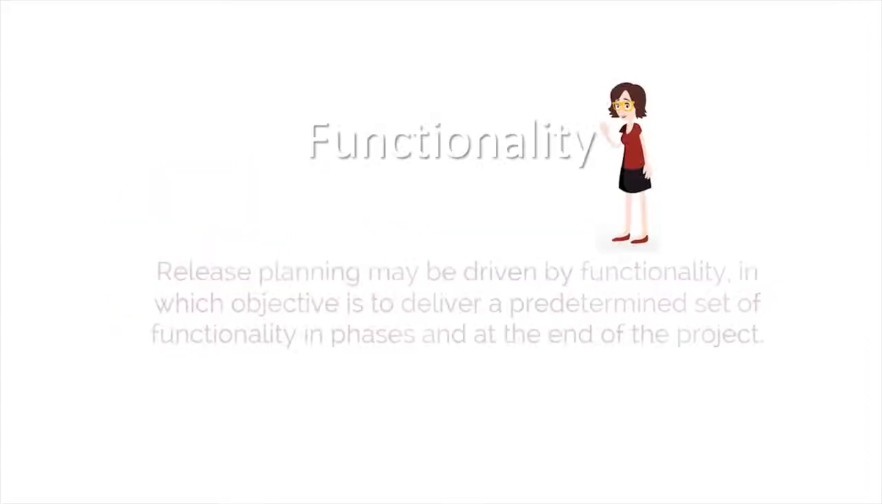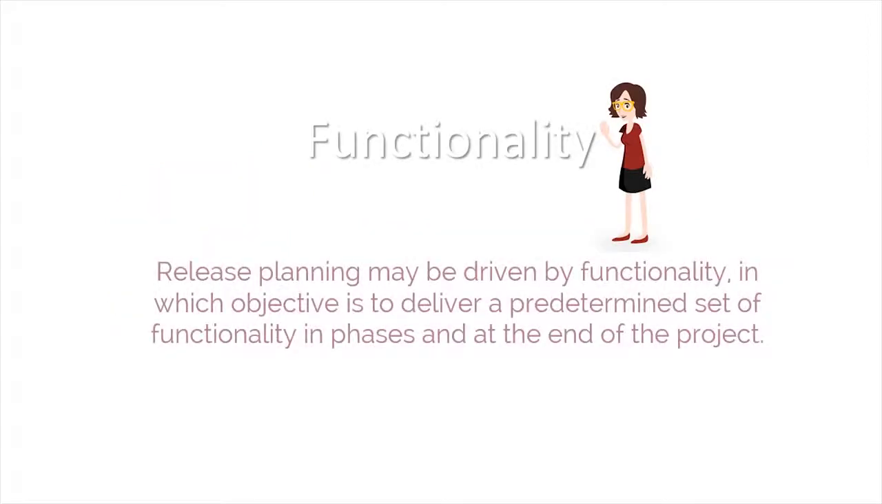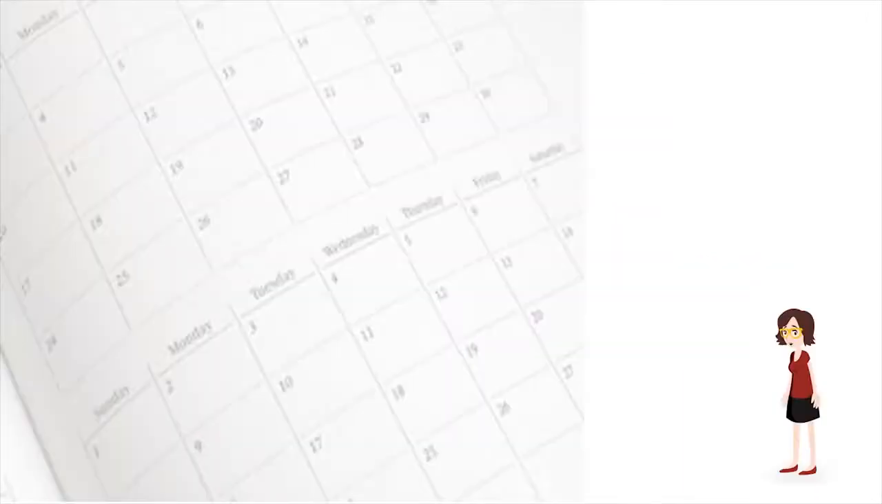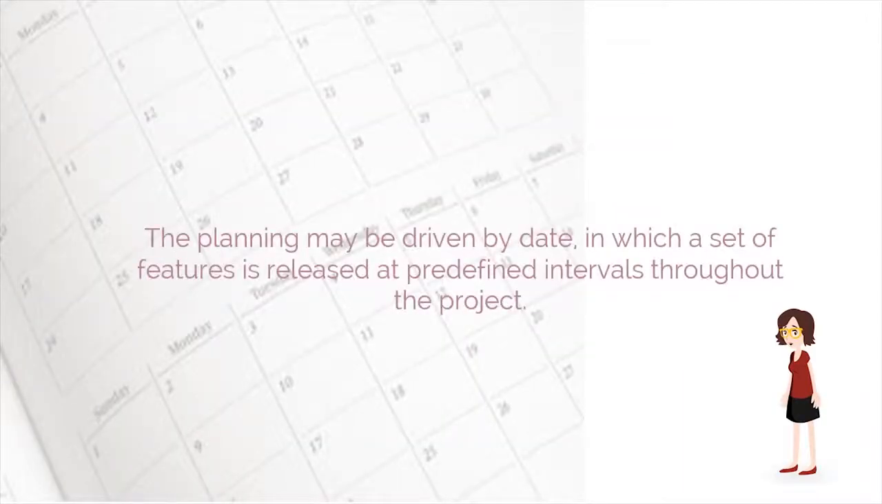Release planning in projects may either be driven by functionality, in which the objective is to deliver a predetermined set of functionality in phases as well as at the end of the project, or the planning may be driven by date, in which a set of features is released at predefined intervals throughout the project.